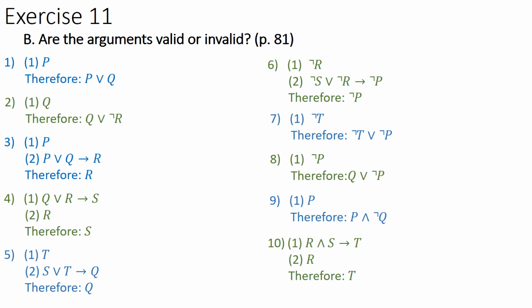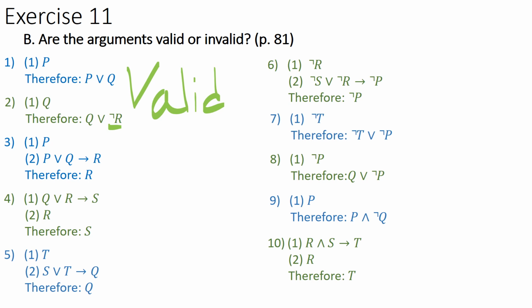For example, the first two arguments clearly are valid. Even the second argument is valid. We have the premise Q. We conclude, therefore, Q or not R. Since Q is true, regardless of the truth or otherwise of not R, we're good to go. So that's good. The argument number 3 is a little bit more interesting.